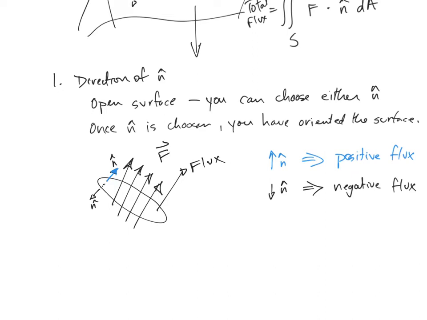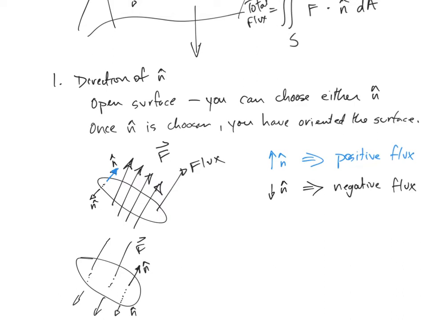Now, obviously, if my F vector field was in the opposite direction, okay, so if my vector field, same surface, let's say my vector field looked like this now. That's my vector field F. If I choose that for n hat, and I calculate my surface integral, am I going to get a positive result or a negative result? Negative, right? If I choose this one for n hat, am I getting a positive or a negative result? Positive. Yep.